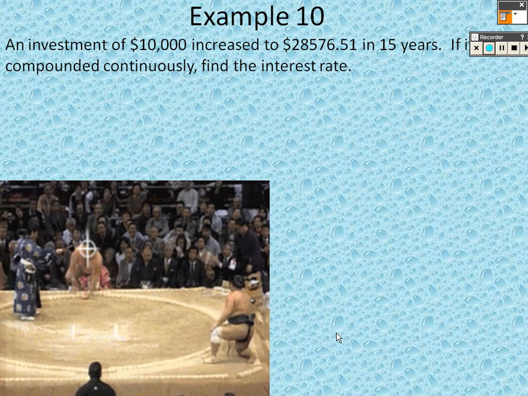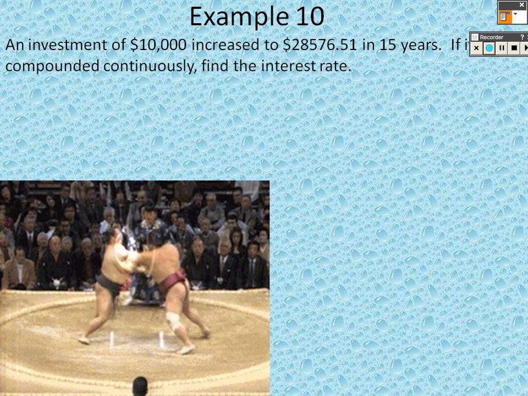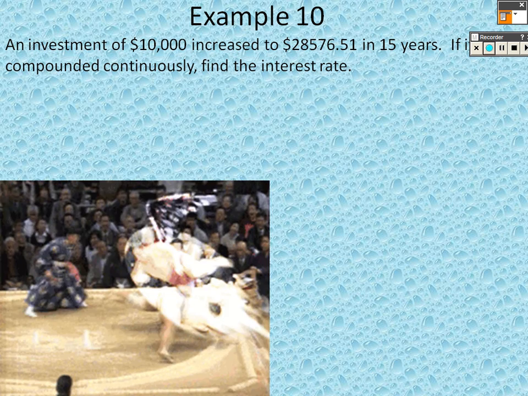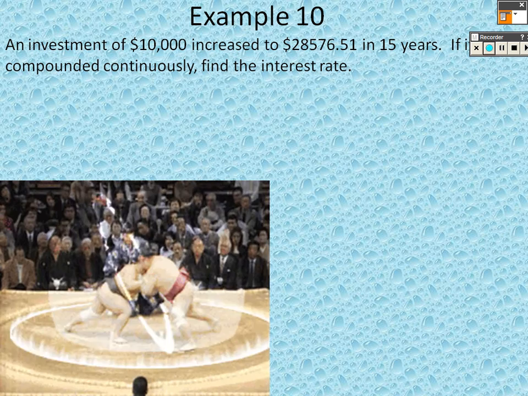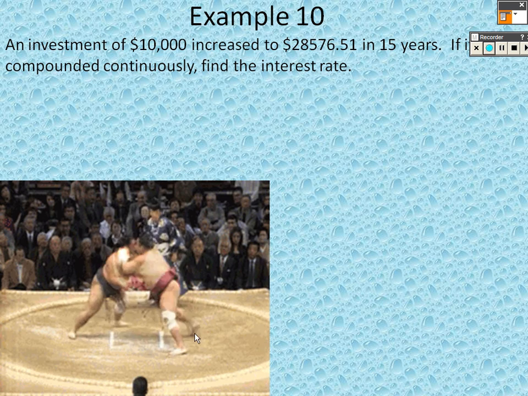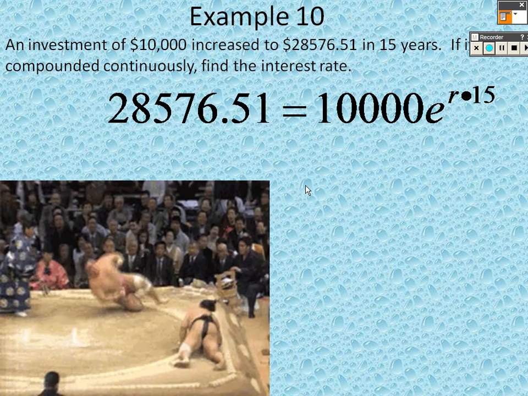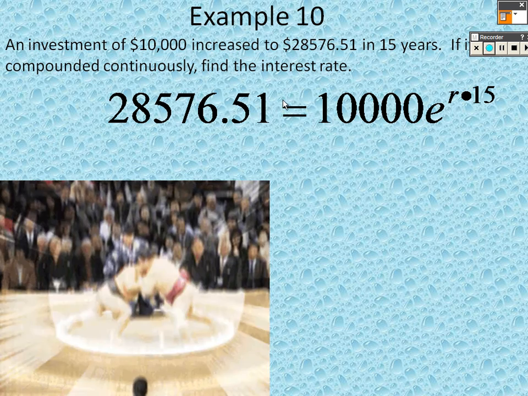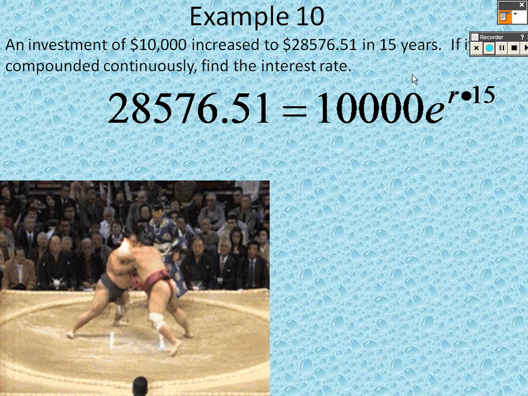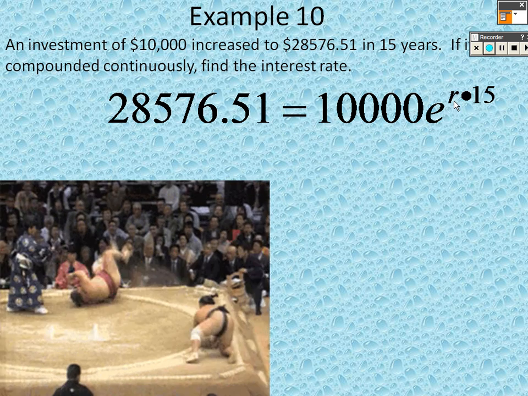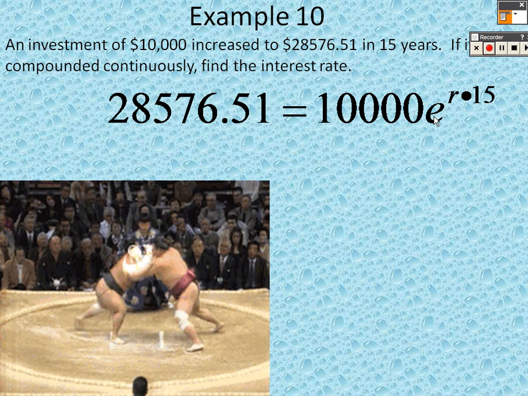Example 10, an investment of 10,000 increased to 28,576.51 in 15 years is compounded continuously. Find the interest rate. So I know what I started with. I know what I put in. I know what it ended with. I also know how many years it took, but I do not know the rate that it went up.